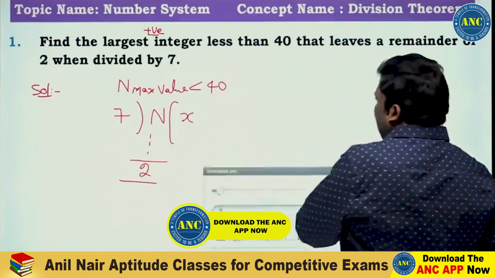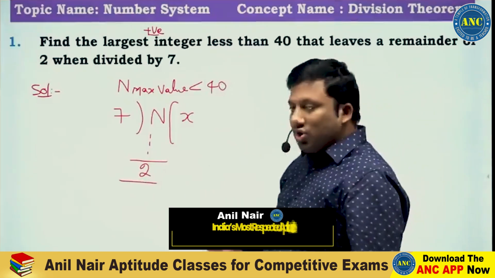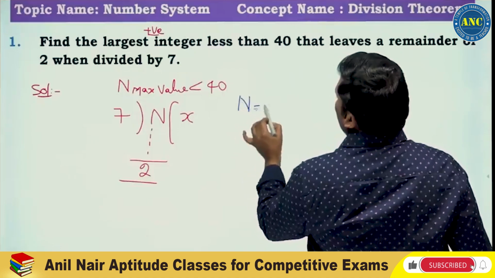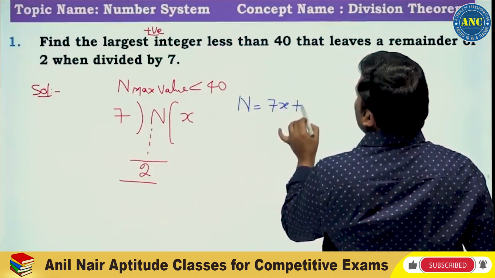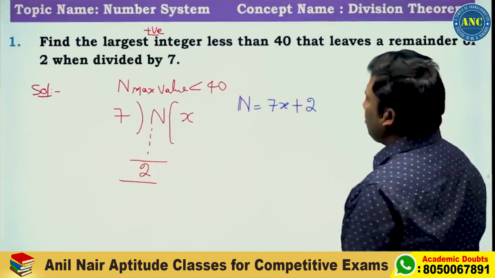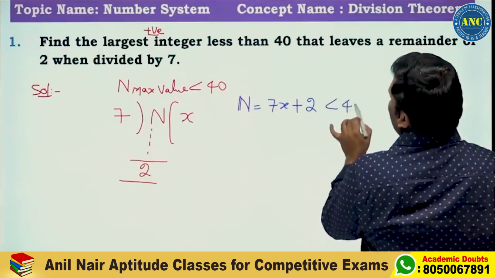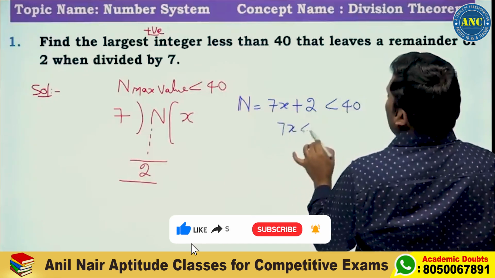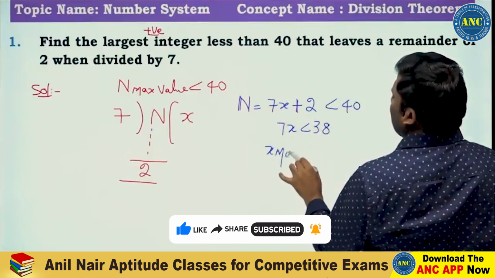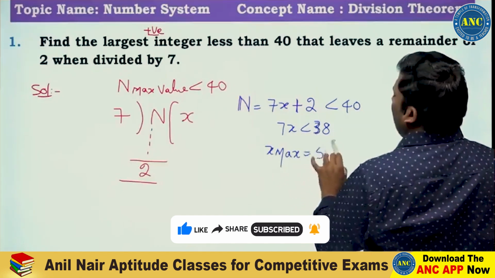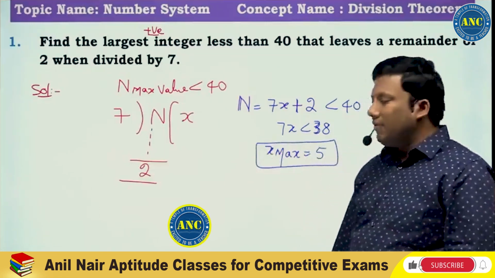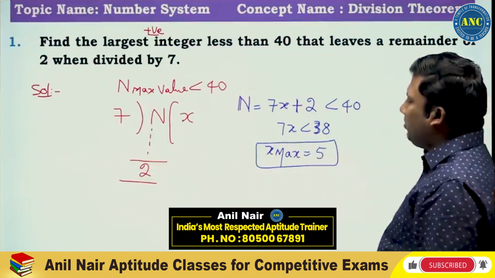Introductory problem. N when divided by 7, quotient is x, remainder is 2. What is the division algorithm? Dividend is equivalent to divisor into quotient plus remainder. So n is 7x plus 2. 7x plus 2 is less than 40, so 7x is less than 38. So x maximum value should be 5, because if I take 6, 7 sixes are 42, and 42 is greater than 38. X maximum is 5.